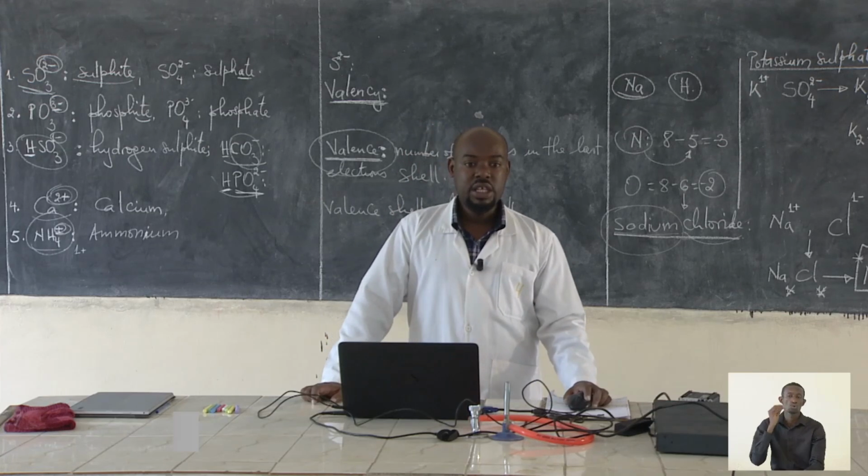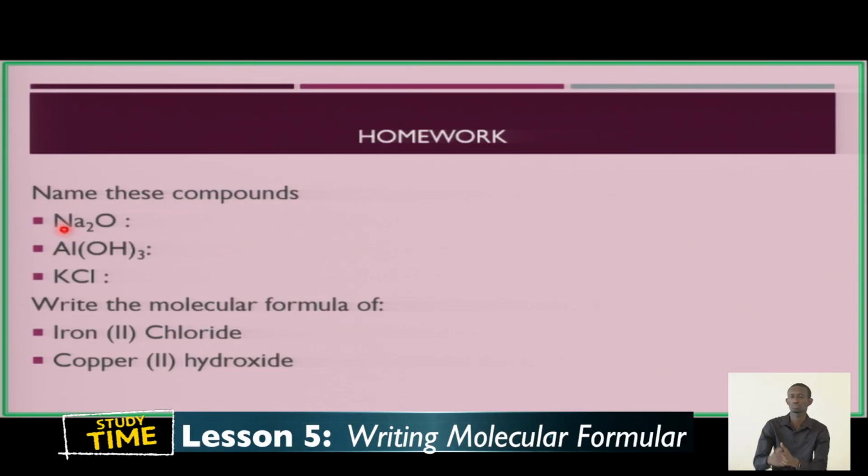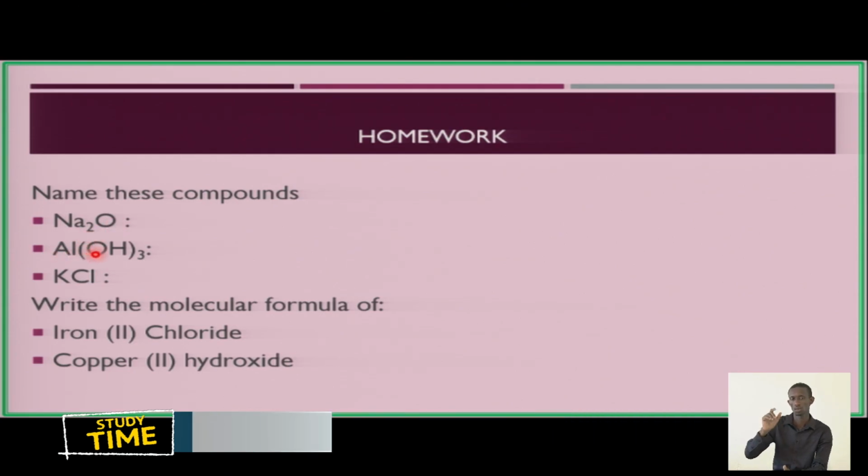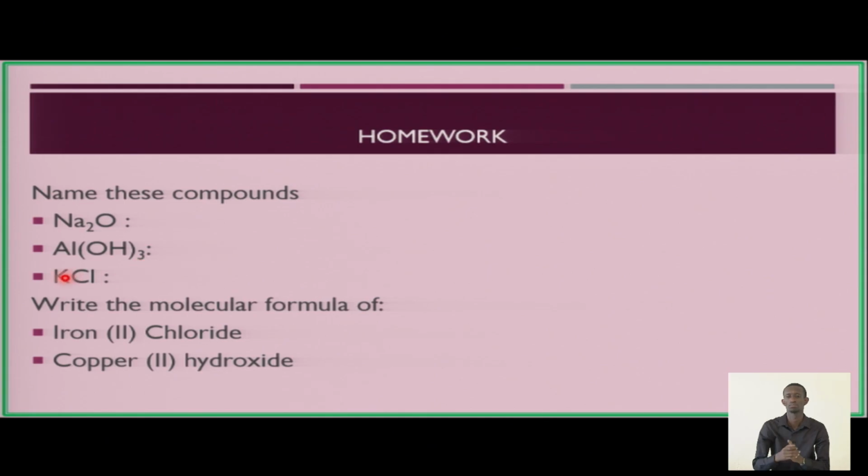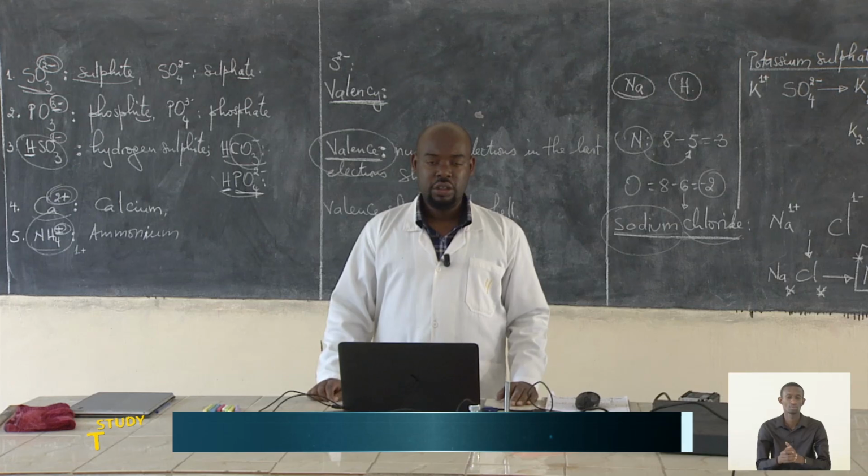Homework, name these compounds. Na2O, Al(OH)3, and number 3, KCl. Exercise number 2, write the molecular formula of iron 2 chloride. And number 2, copper 2 hydroxide. You will try this when you get time, and I'm very sure you will do them well.